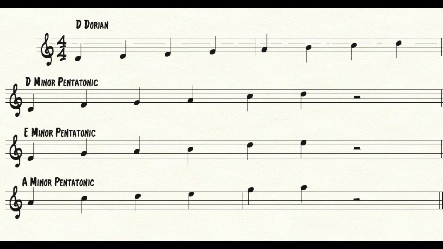So if they all fit, you could argue that you're just playing D Dorian because all these notes are part of D Dorian. But if we think in terms of pentatonics, we'll get some different sounds because the pentatonic scale has bigger intervallic leaps than a Dorian scale. A Dorian scale is just made of half steps and whole steps, whereas in a pentatonic scale, you have some minor thirds in there as well.